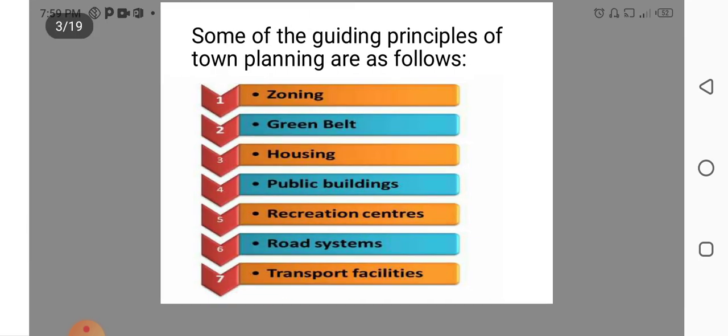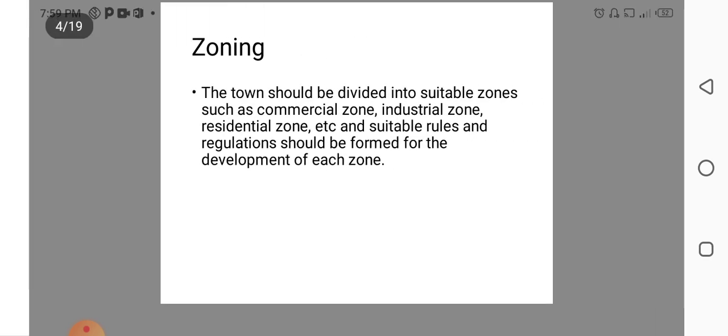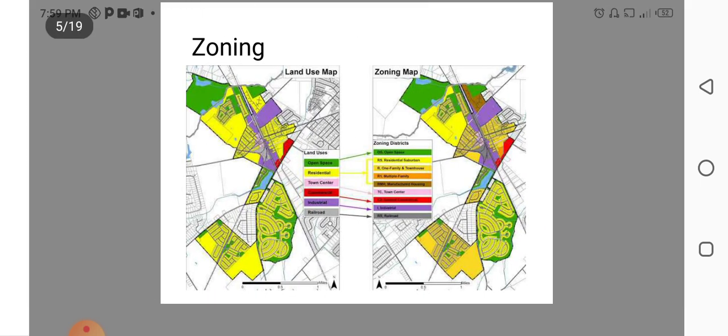Here are the basic principles of town planning. We'll be discussing them one by one. First one is zoning. Town should be divided into suitable zones. Which are the zones? Commercial zones, industrial zones, residential zones, etc. These zones are made according to the rules and regulations of national building codes. Here is a picture of a land use map and zoning map.